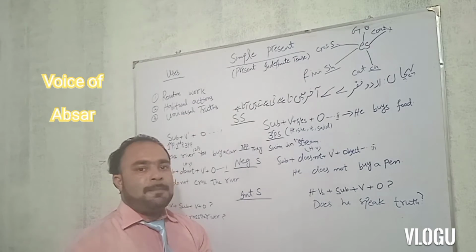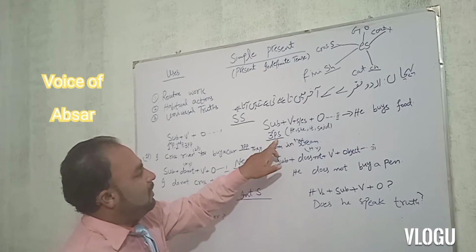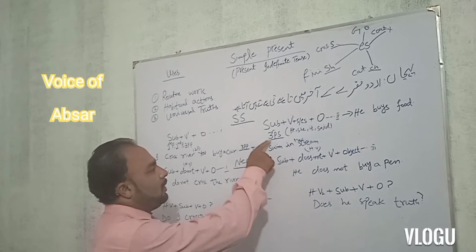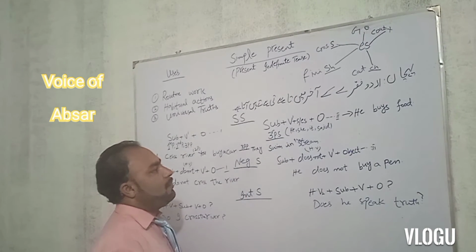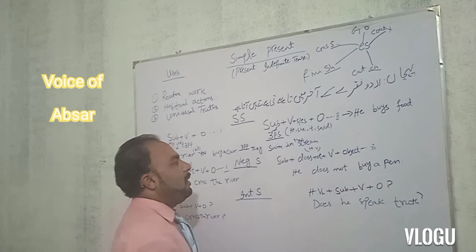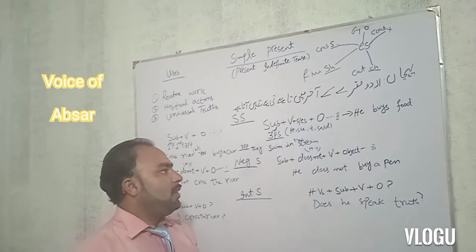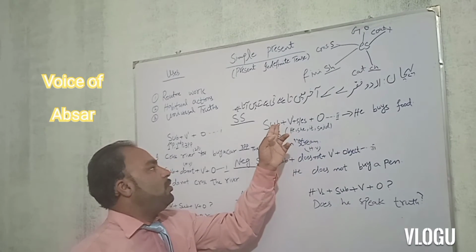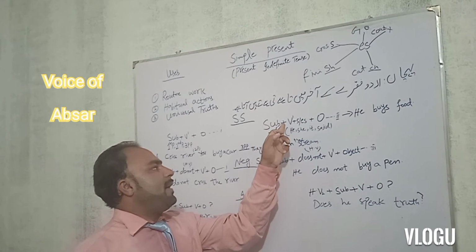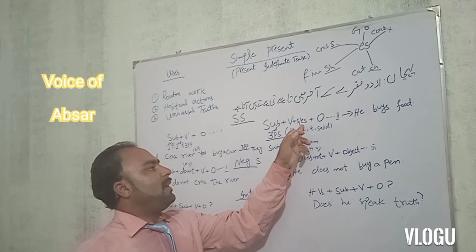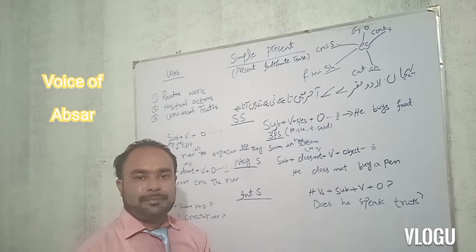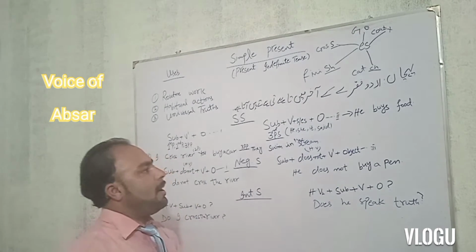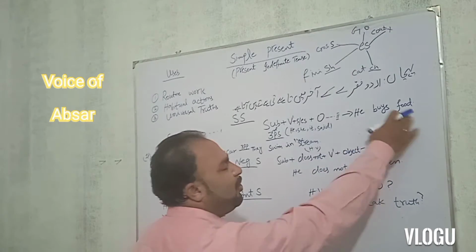But if our subject is third person singular, meaning he, she, it, Sajid, etc., and a single name, then we use this structure: subject, verb plus S or ES, plus object. For example, he buys food.